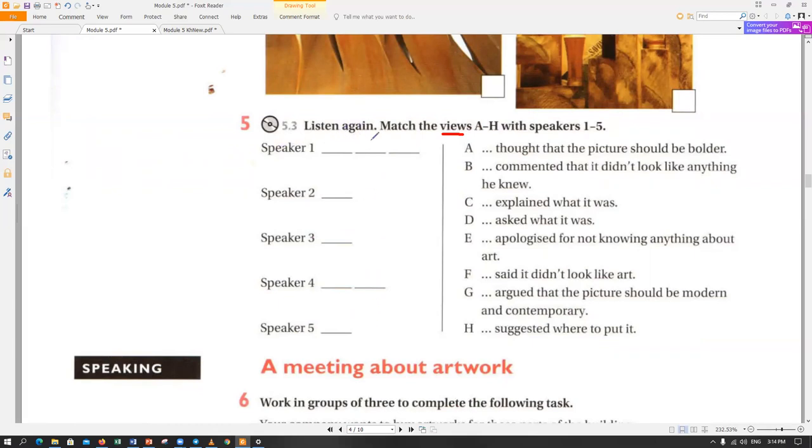So speaker 1 needs 3 views. Not need, he said 3 views. Speaker 2 provides only 1 view. Speaker 3, only 1 view. But speaker 4 provides 2 views. And speaker 5, 1 view. So after listening, choose the letter to write for each speaker.